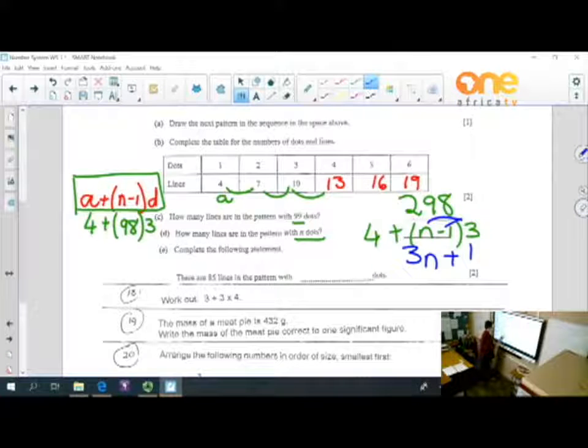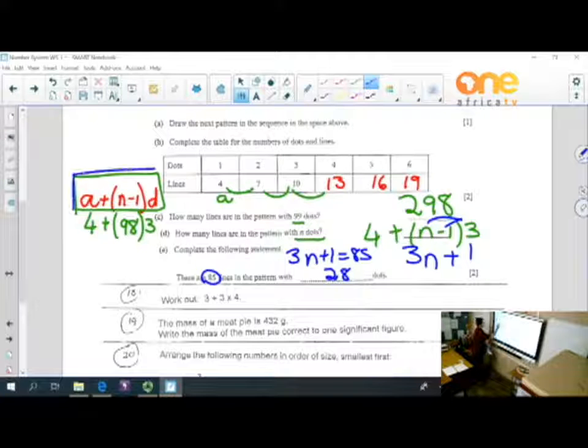And to find the last one, 85 lines, so now I can just equate this one to 85, so 3n plus 1 is equal to 85, and then I get that the number of dots is 28. Once you've got that formula, it's then very easy. Remember this one. Remember this for A is the first term, D is the common difference. It will help you a lot.